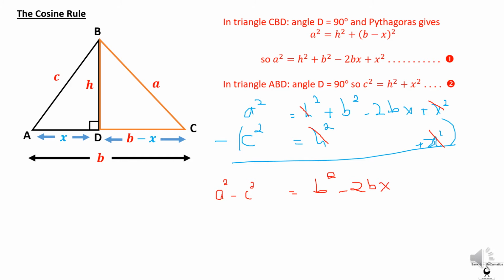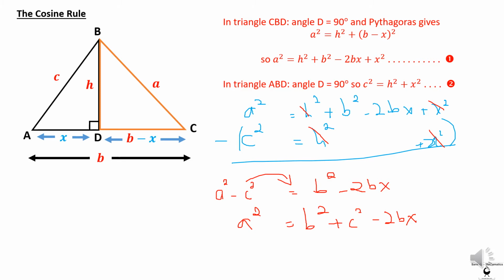So the only thing for me to do is make a squared the subject of the formula. And the way you do that is you move that minus c squared. And then it's going to give you b squared plus c squared minus 2bx. Okay, so I just want to show you roughly what I will be doing.